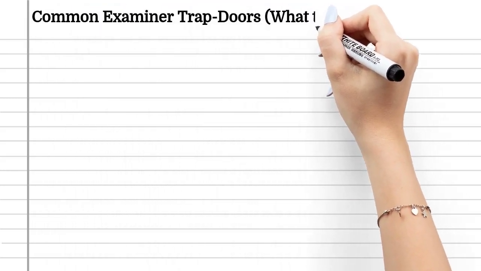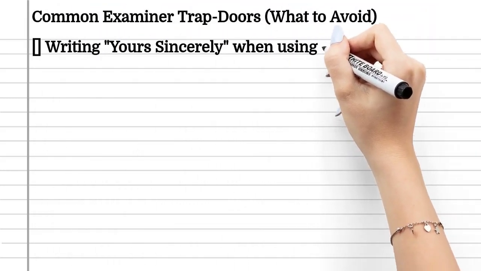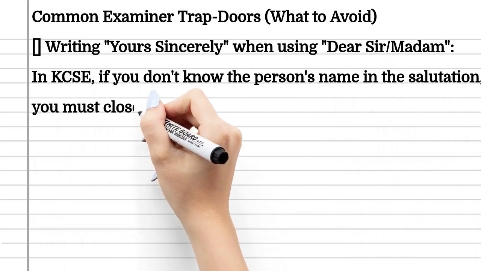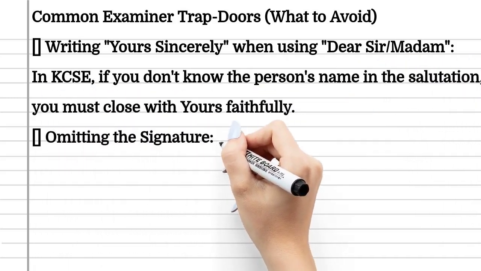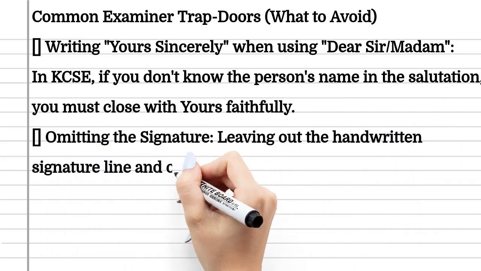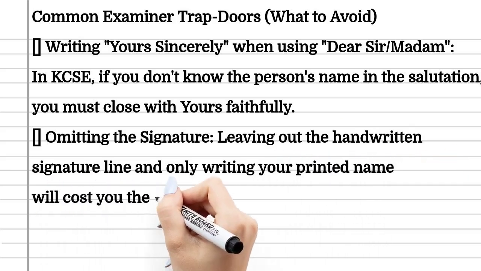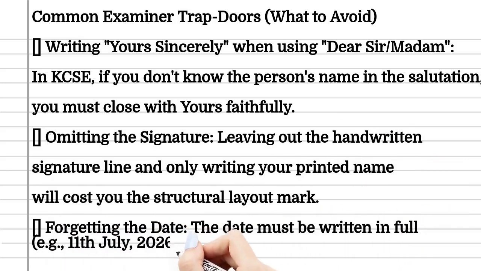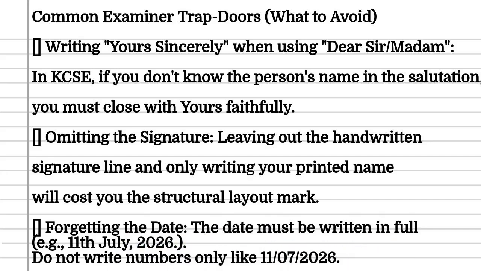Finally, let us look at the common examiner traps or what to avoid. The first thing, writing yours sincerely when using dear sir or madam. In KCSE, if you do not know the name of the person in the salutation, you must close with yours faithfully. And if you know the name of the person, for example, dear Mr. Kamau, then you end with yours sincerely. The second trap is omitting the signature. Leaving out the handwritten signature line and only writing your name will cost you the structural layout marks.